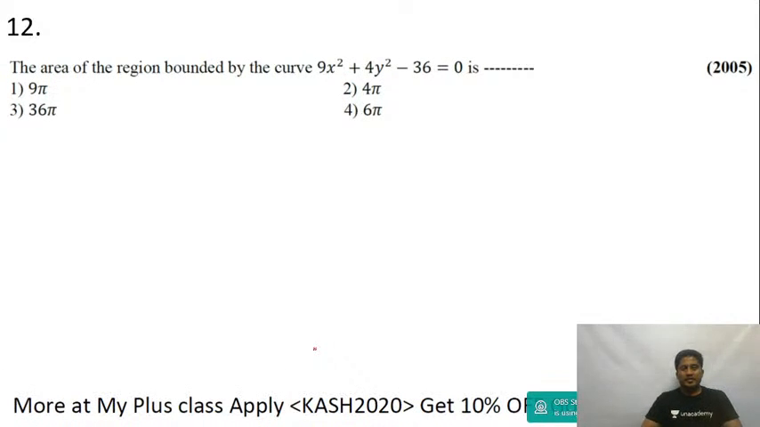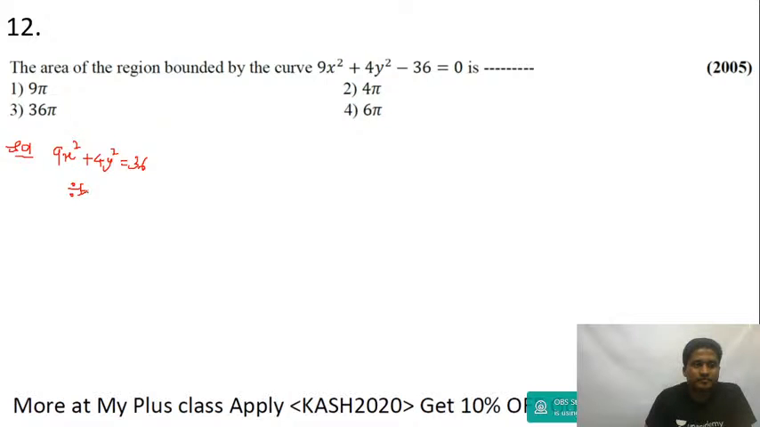Area of the region bounded by the ellipse 9x square plus 4y square is equal to 36. I'm going to divide throughout by 36, so this becomes x square by 4 plus y square by 9 equal to 1.